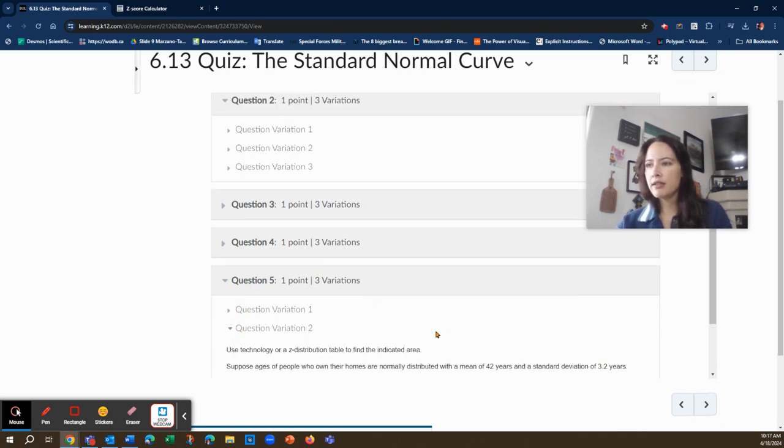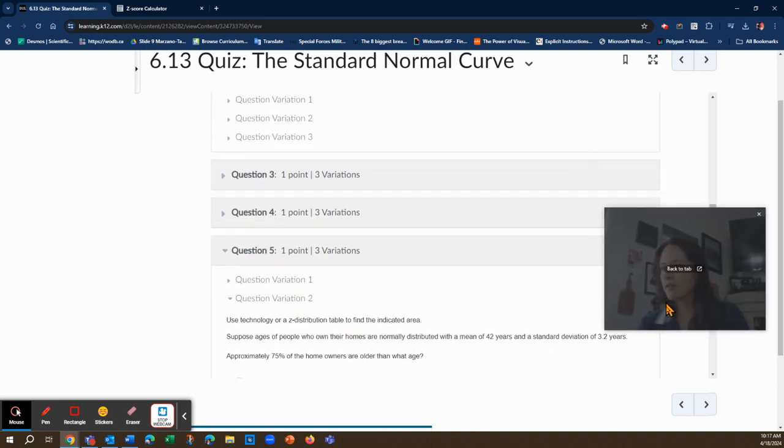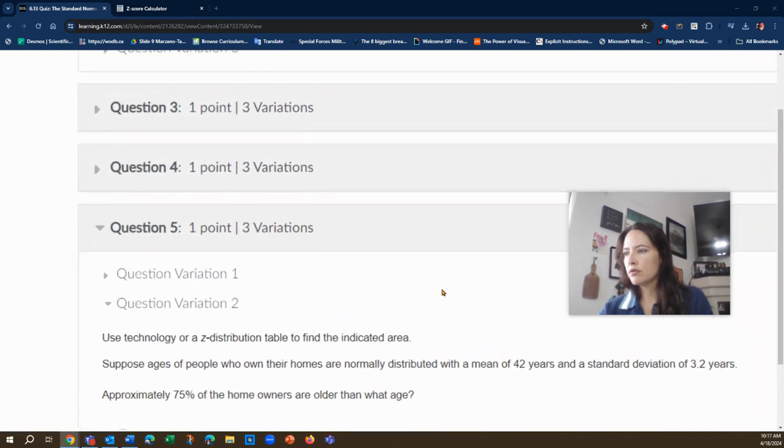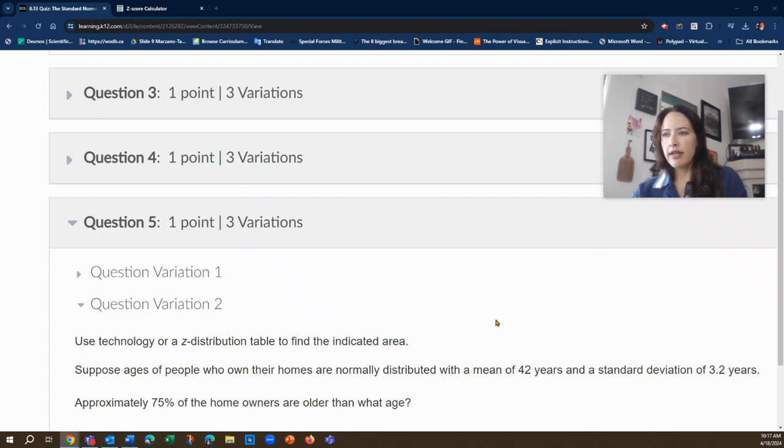I want this one, homeowners, because I think it leads to a very good question. So using technology or the Z distribution table to find the indicated area, suppose the ages of people who own their homes are normally distributed with a mean of 42 years and a standard deviation of 3.2 years. Approximately 75% of the homeowners are older than what age?